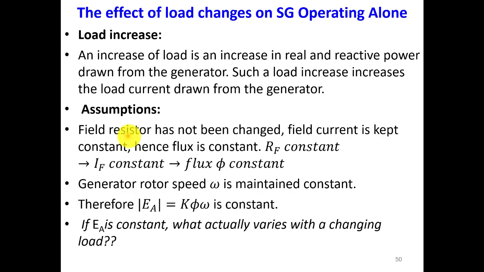Here we have some assumptions: the field resistor has not been changed and the field current is kept constant, hence the flux is constant and RF is constant. So IF is constant, which means the flux being produced by the rotor is also a constant value. The generator rotor speed omega is maintained constant, obviously for the constant frequency reason. Therefore the magnitude of EA will simply be k phi omega, and that will obviously be constant because omega is constant and phi is constant. k is already a machine parameter, so that is always constant. So if EA is constant, what actually varies with the changing load?